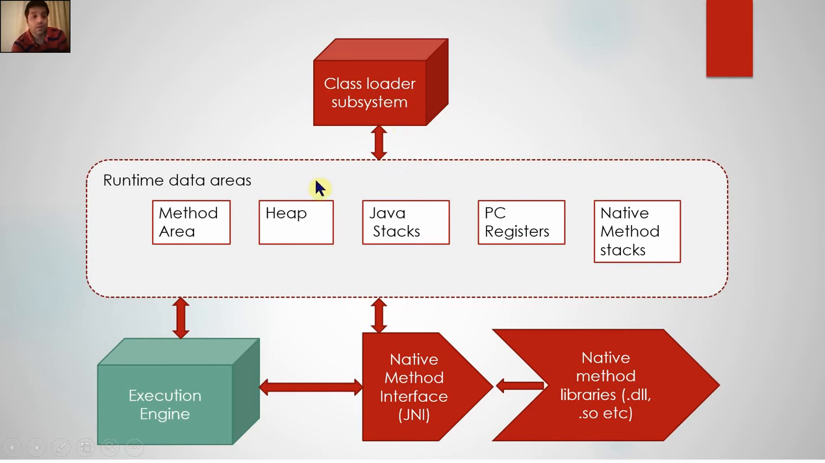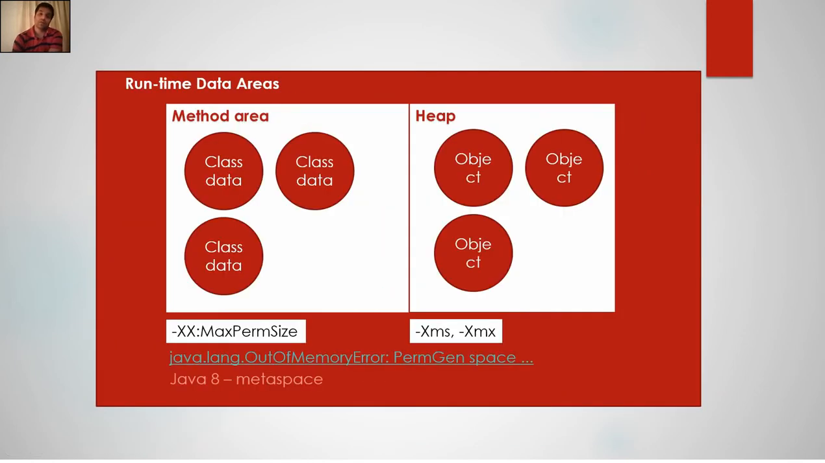Now let's go to the runtime data areas, the memory of the Java virtual machine. So the runtime data areas basically has 5 different areas that we defined in the previous diagram. But here, first I'm showing 2 different areas, okay? So first is the method area. The method area is the place where class data, the metadata corresponding to the class, is stored, okay?